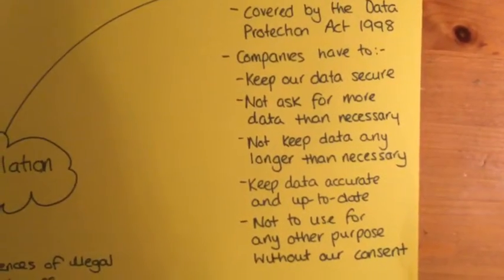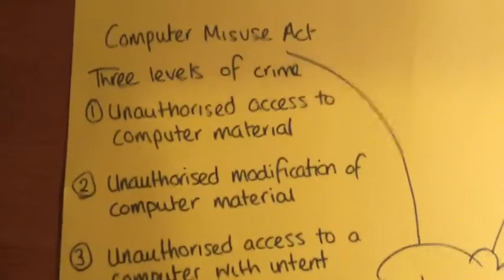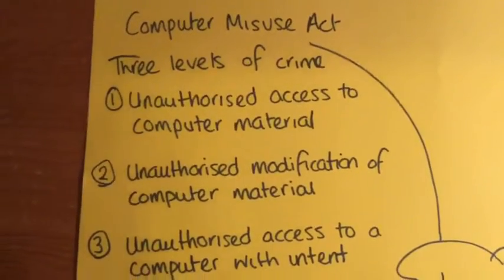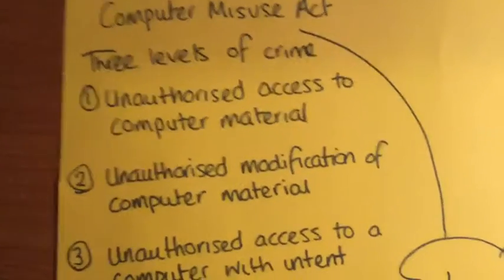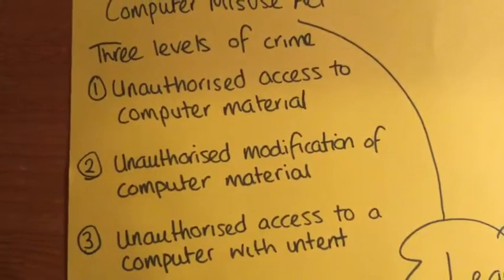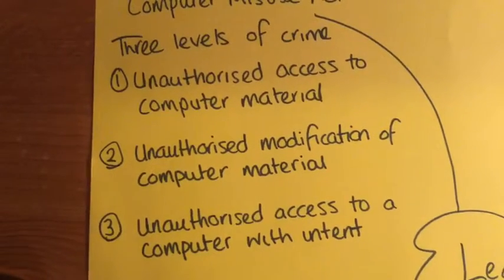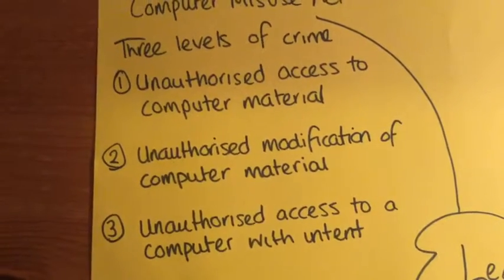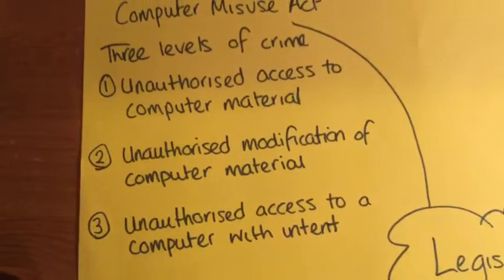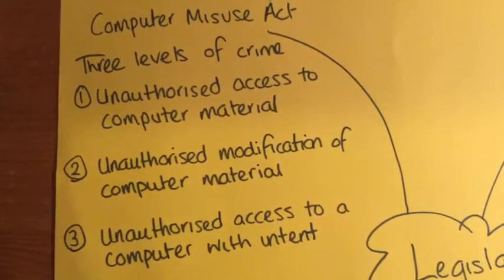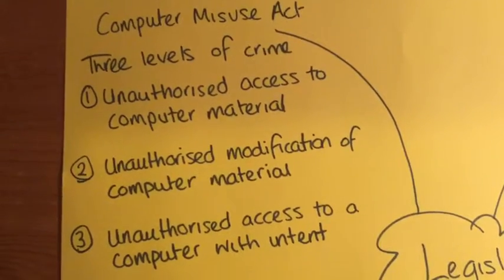The next legislation we're going to look at is the Computer Misuse Act, and there are 3 levels of crime. So the first level is unauthorised access to computer material, and this includes logging into another person's computer without their permission. It also includes stealing their documents and programs.